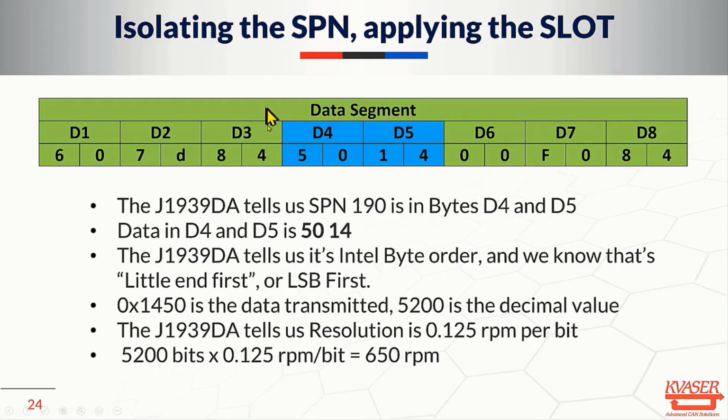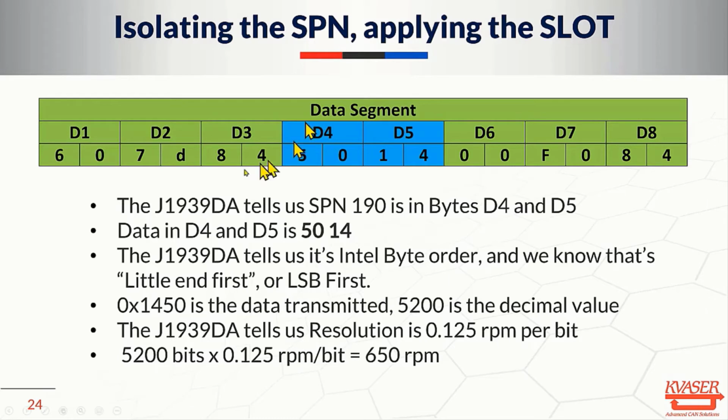We write that hex number as 1450. We convert it to decimal, and we have 5200 as the decimal value that's transmitted here, right? The J1939 DA also tells us that the resolution is 0.125 RPM per bit. So we multiply that number of bits by that number of RPM per bit, and we get 650 RPM. The truck I was sitting on when I took this data was idling at 650 RPM.